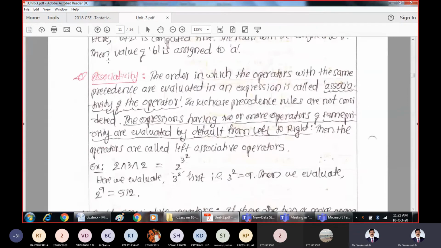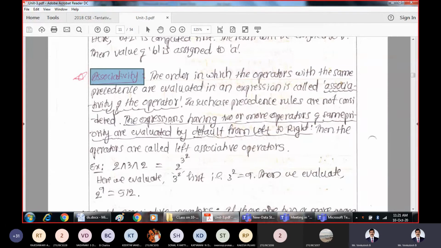What is associativity? It is basically the order in which we evaluate the operators, the order in which we give priority to solve the operators. That means whether we solve the operators from left to right or from right to left. That is called associativity.